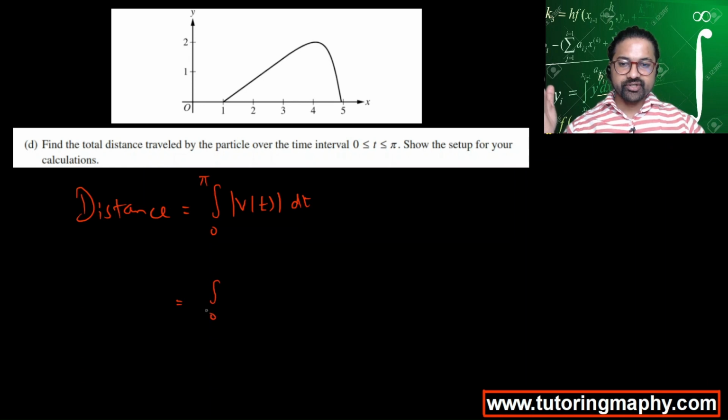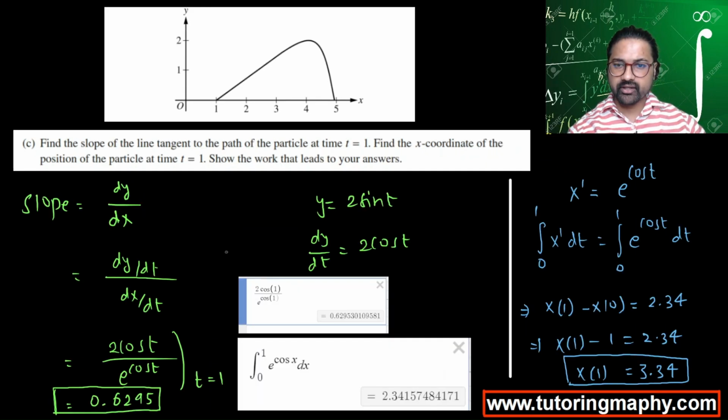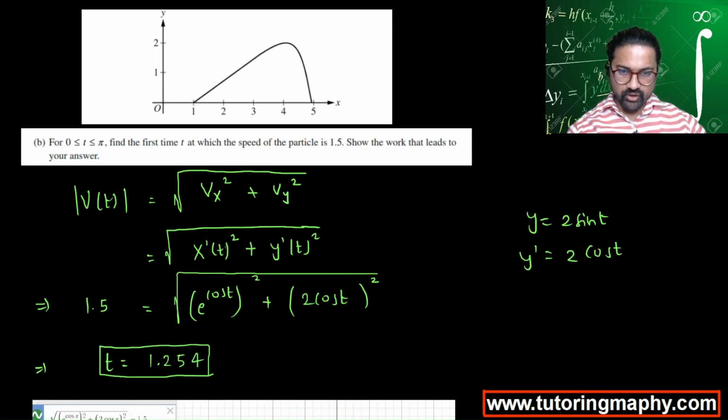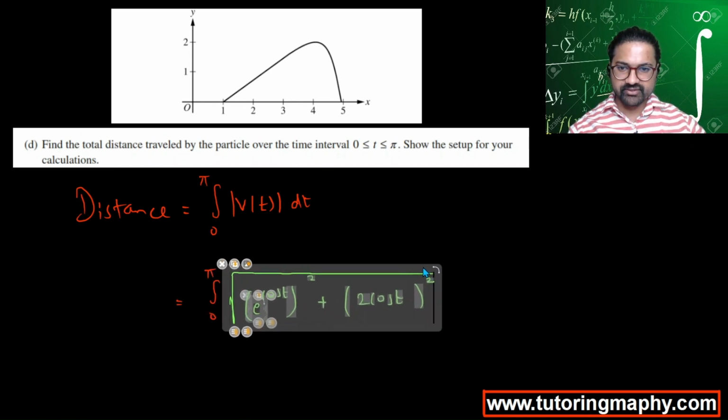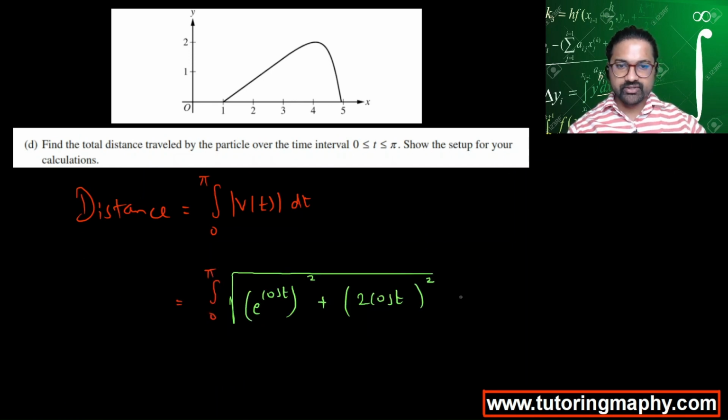So that's going to be 0 to pi, and remember we already have the expression for speed. We are not going to do it again. We're just going to borrow it from here. This is the expression for the speed, so I'm going to borrow this and paste it right here. This is what I need to integrate from 0 to pi. That's going to be my answer.